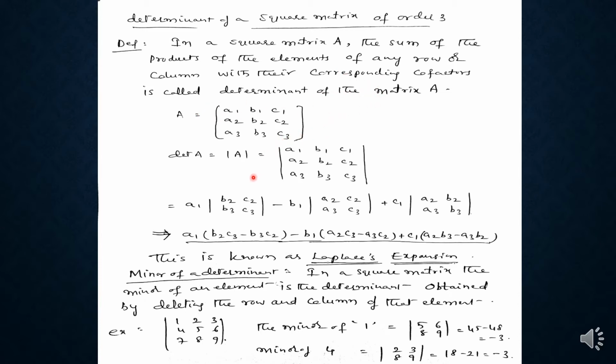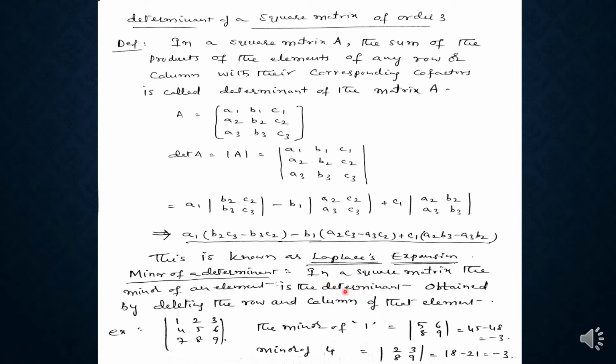So, before finding the determinant of a square matrix of order 3, we should know what is the minor of a determinant and what is the cofactor of a determinant. Let us take A is equal to a1 b1 c1, a2 b2 c2, a3 b3 c3, a 3 by 3 matrix. So these are the elements in the matrix. To find det A, we should know what a minor is. So what is a minor of a determinant?